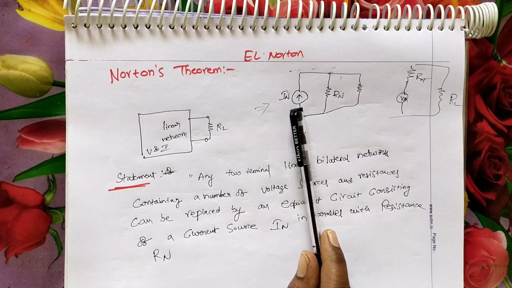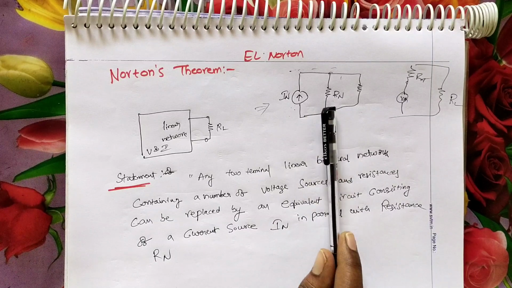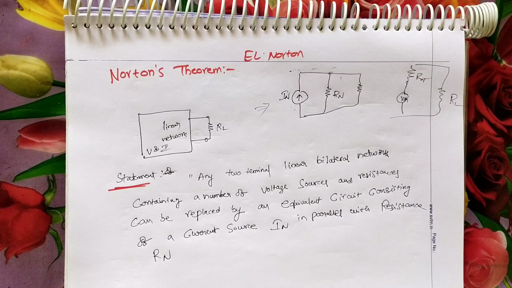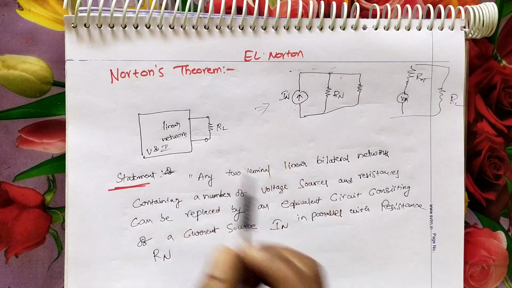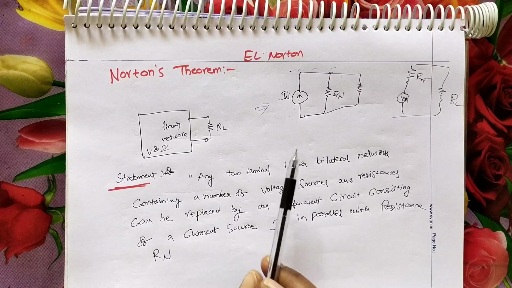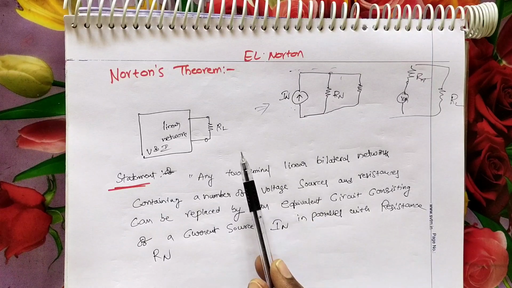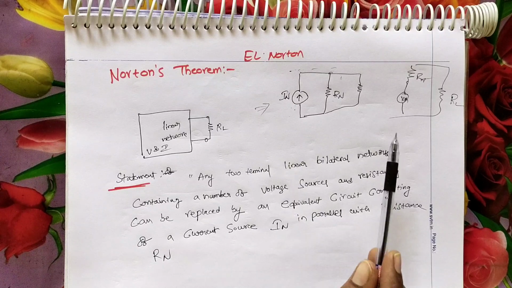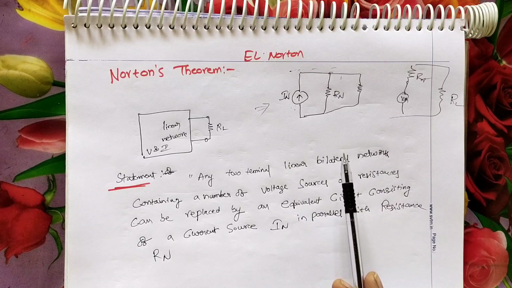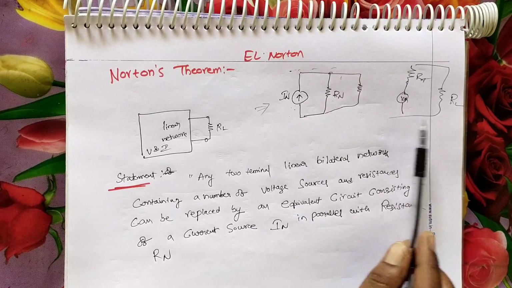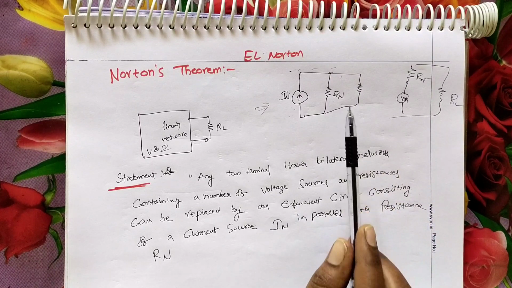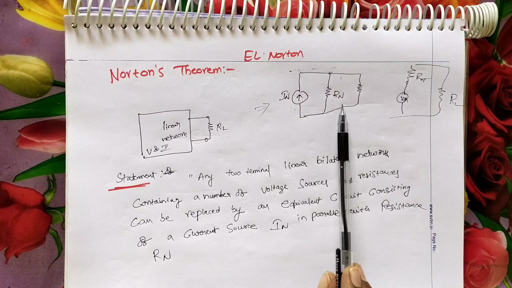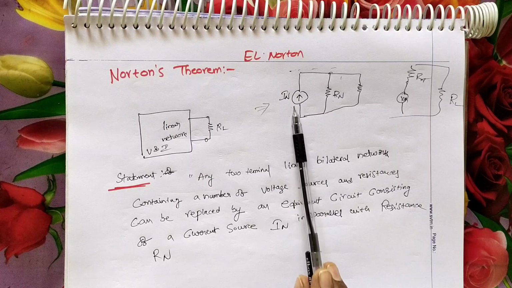How to calculate Norton's current? How to calculate Norton's resistance? IN is known as Norton's current. This is the short circuit current supplied by the source. It is also called Norton's current, ISC. Rn is Norton's resistance, the equivalent resistance similar to Thevenin's resistance. How to calculate Thevenin's resistance? The same principle we can apply here also. But how to calculate this IN? That is important.